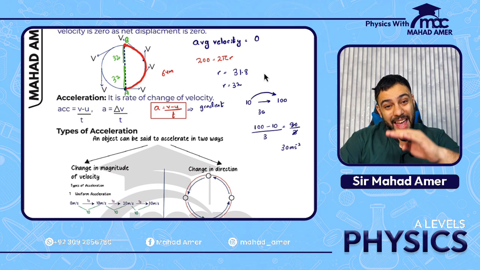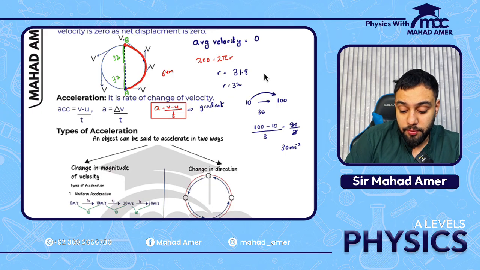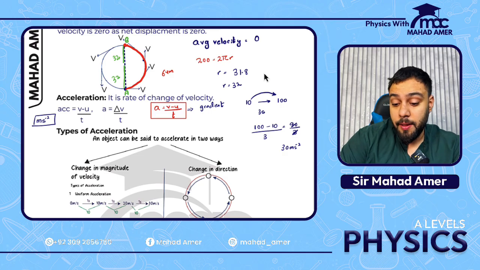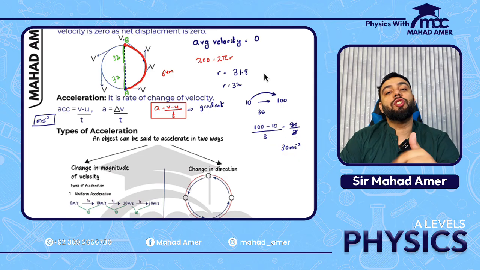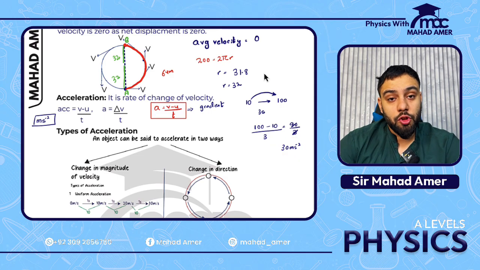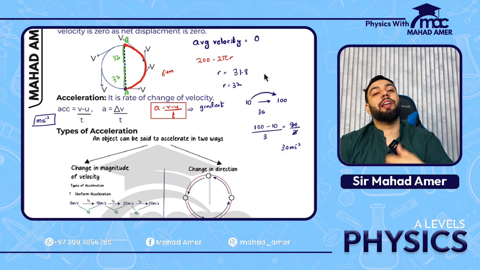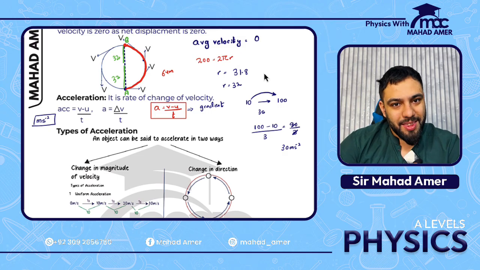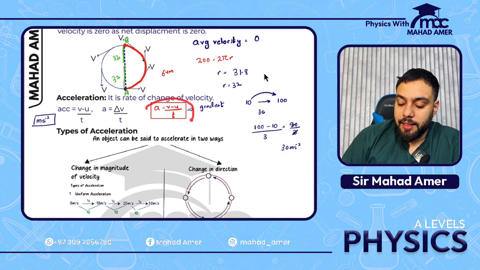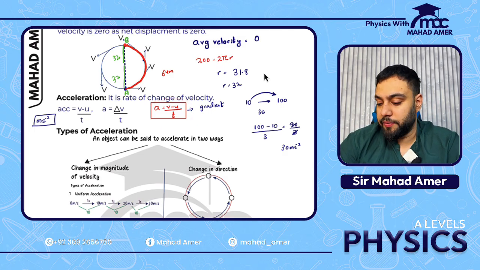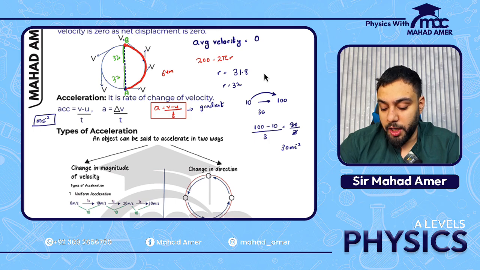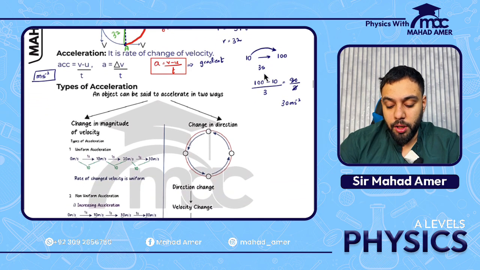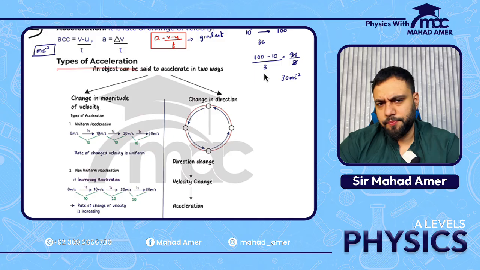This means every second I've been changing my speed by 30 meters per second. This 30 is the rate at which I'm changing my speed. So the rate, every second, at which speed is being changed in the body that is moving, that is known as acceleration in very basic terms. Moving on. This formula of acceleration, or we have some other formulas as well that we'll be discussing in a while. But before that, we'll be doing what are the types of accelerations.